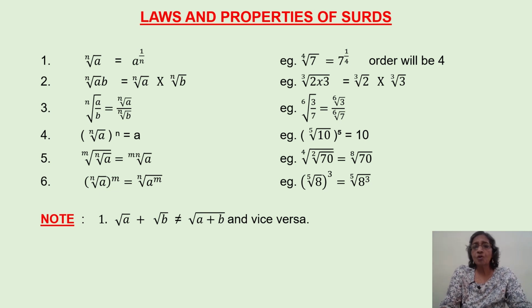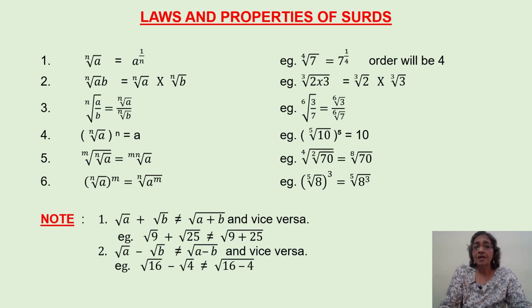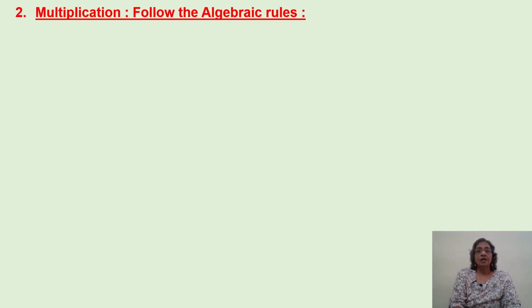Now a very important point that you need to note. Under root a plus b is not equal to under root a plus under root b. Now I've given an example there. It is applicable for addition as well as subtraction. Multiplication: for multiplication, we follow all the algebraic rules.